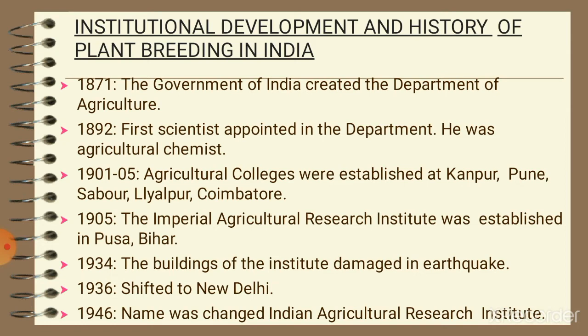In 1905, the Imperial Agricultural Research Institute was established in Pusa, Bihar. In 1934, the building of the institute was damaged due to an earthquake. Hence, this institute was shifted to New Delhi in 1936. In 1946, the name of the Imperial Agricultural Research Institute was changed to Indian Agricultural Research Institute.